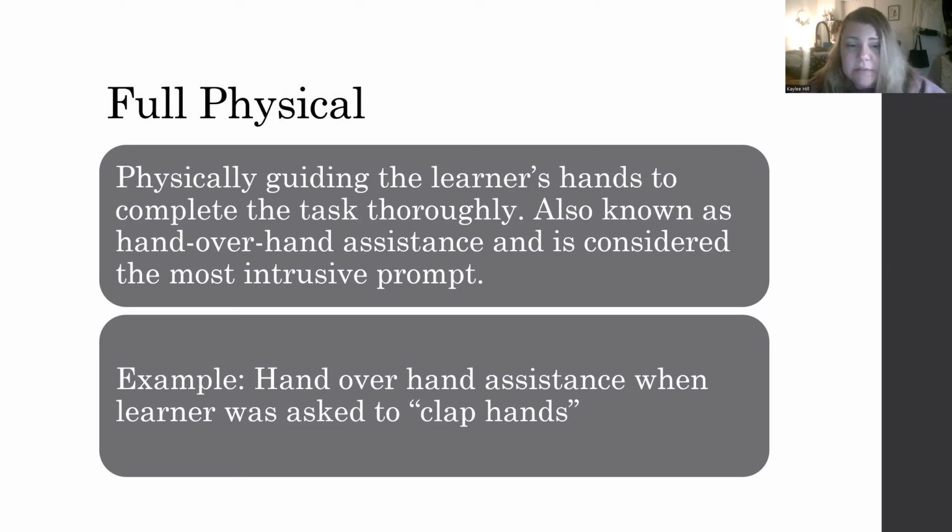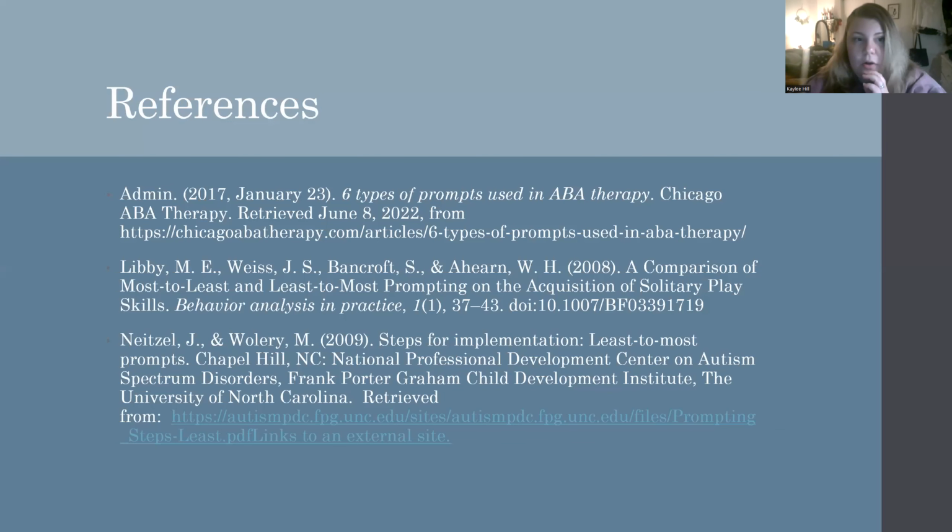And an example of this would be you ask a learner to clap their hands, and maybe they cannot clap their hands independently or correctly. Maybe their hands are in this position, or they're doing some other movement with their hands. This is when we will take our hands and put them hand over hand to help the learner clap their hands. And those are all of the main types of prompting.